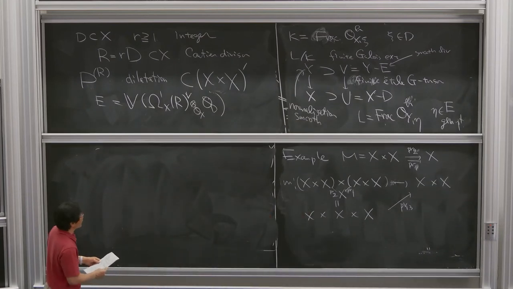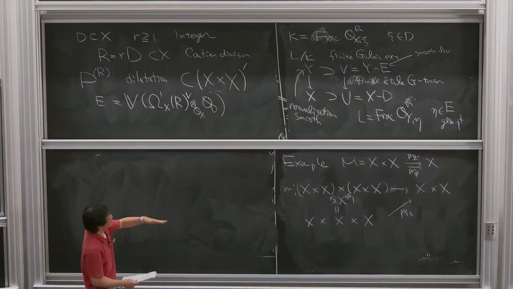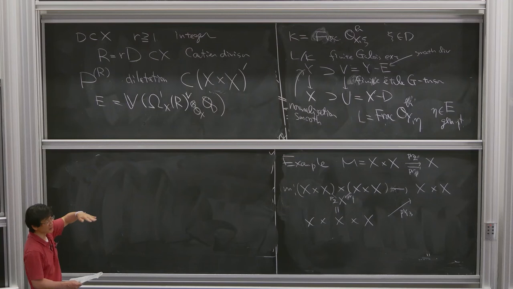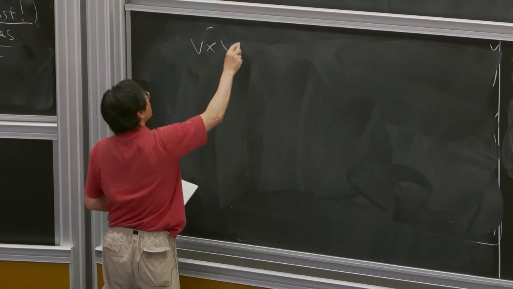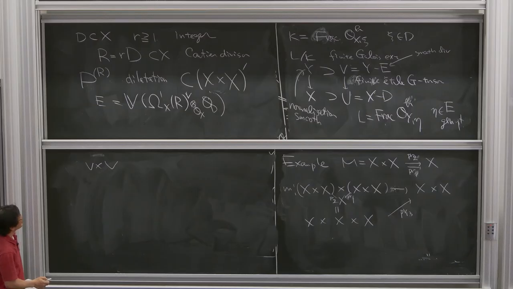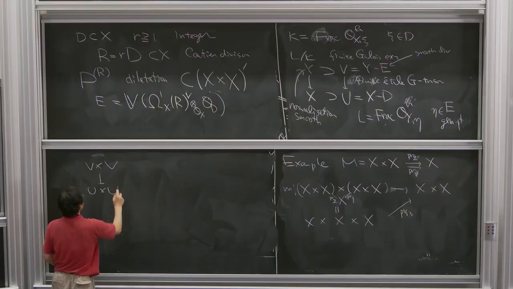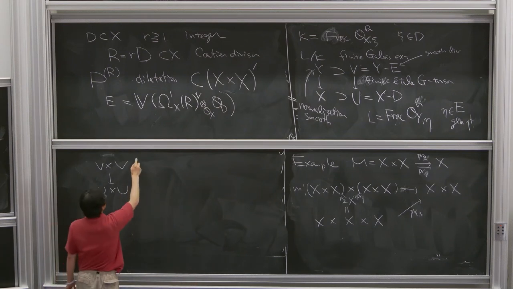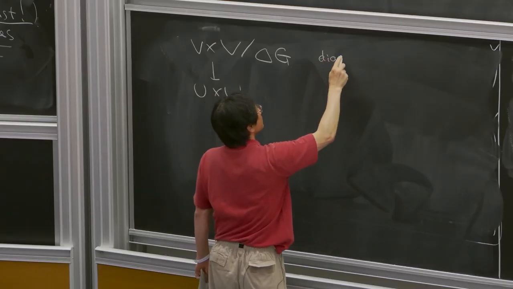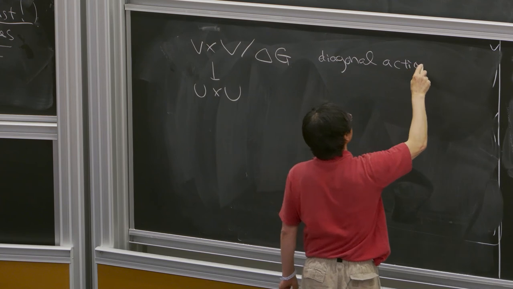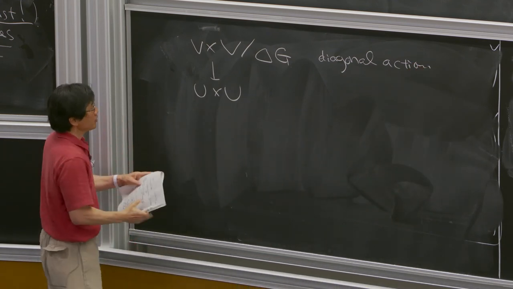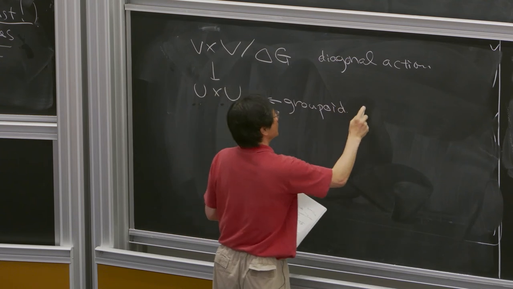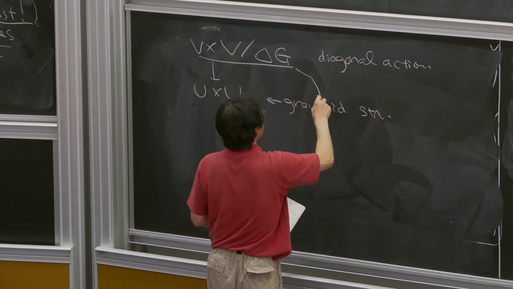Okay, now the next task is, we have a groupoid structure on the first floor, and we want to have a groupoid structure also on the second floor. So we take the fiber product like this. Then we have a Galois action of G on V, so we can take the quotient by the diagonal action. And then this is a self product, so this carries a groupoid structure. And this one also carries a groupoid structure.